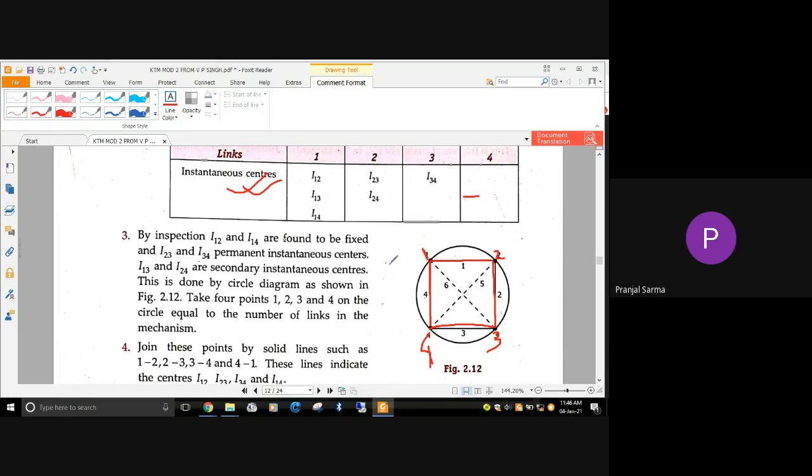That means 1 and 4 has been joined, so this one will be I14. Similarly 1 and 2, so I12 will be another. Then I23 will be another. Similarly I34 or I43 is another. And if you make a dotted line, you can join 4 2 or 2 4, and 1 3 or 3 1. This is also another way of doing it. While solving the problem, you can do it by any one of the methods. Understood?